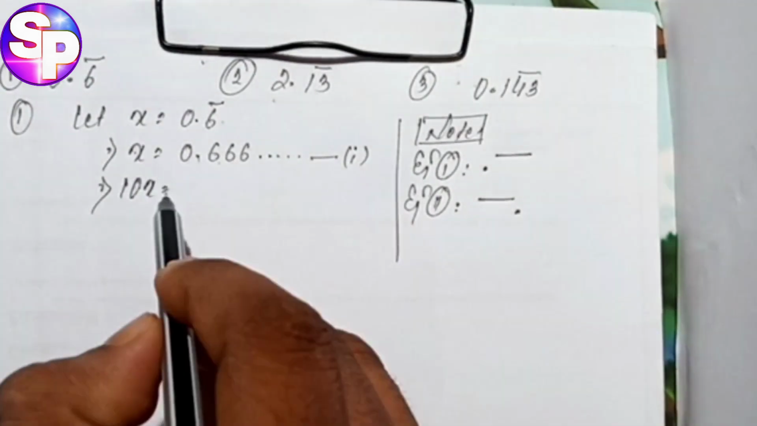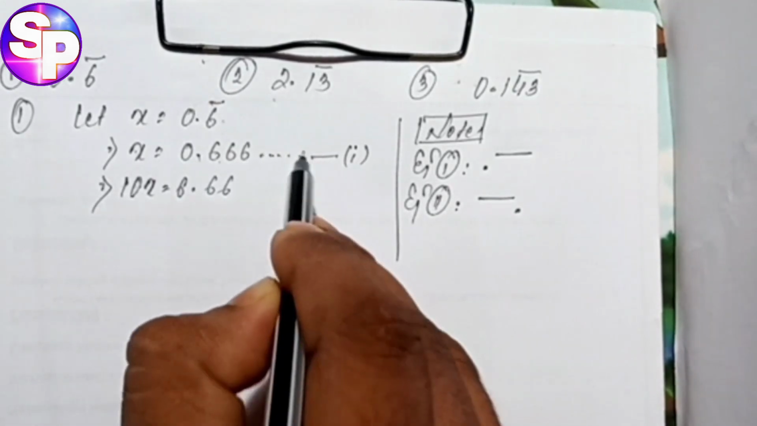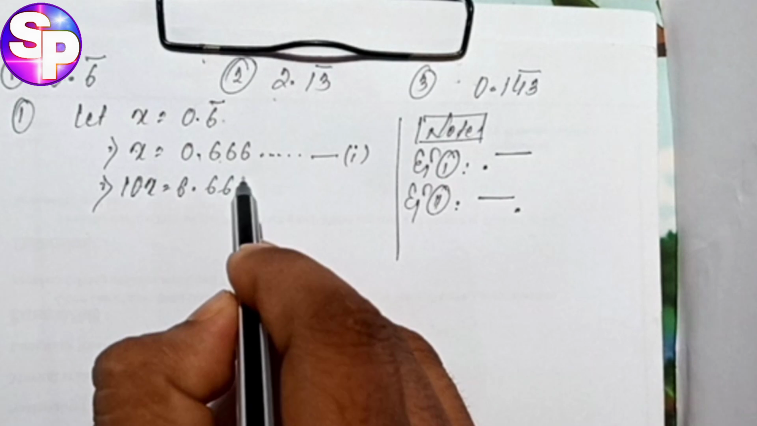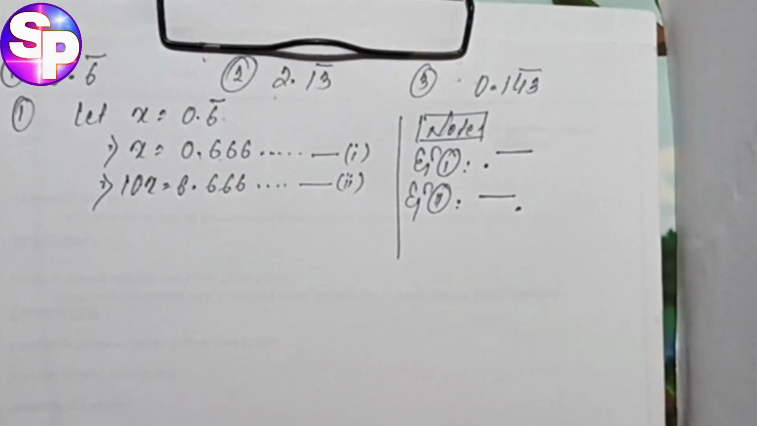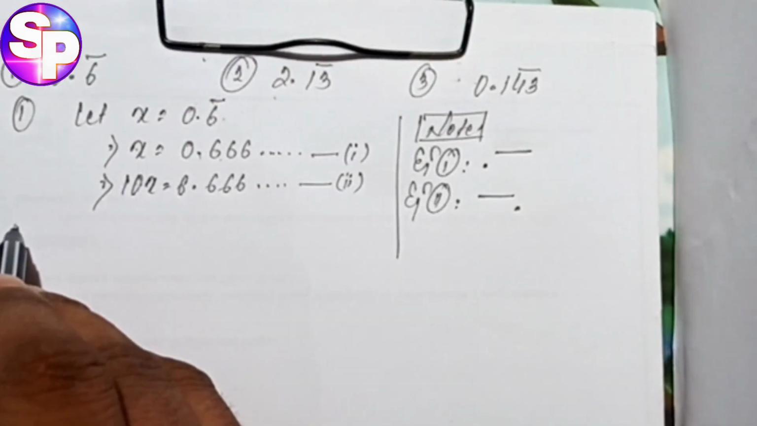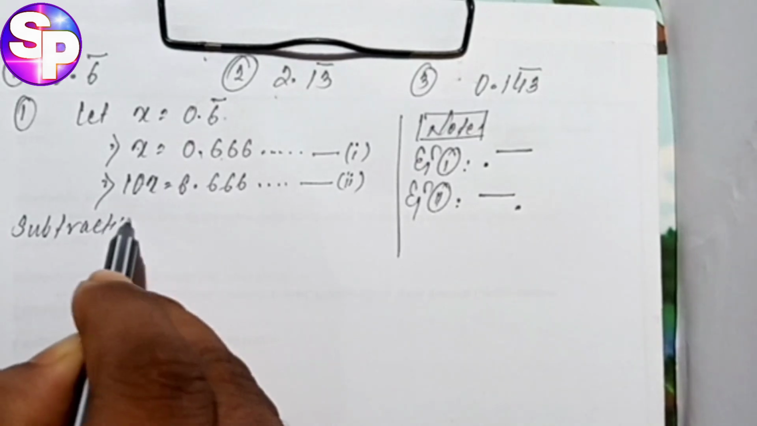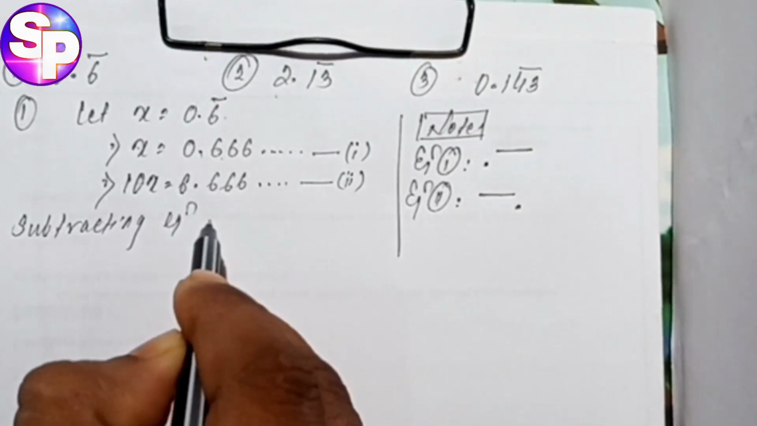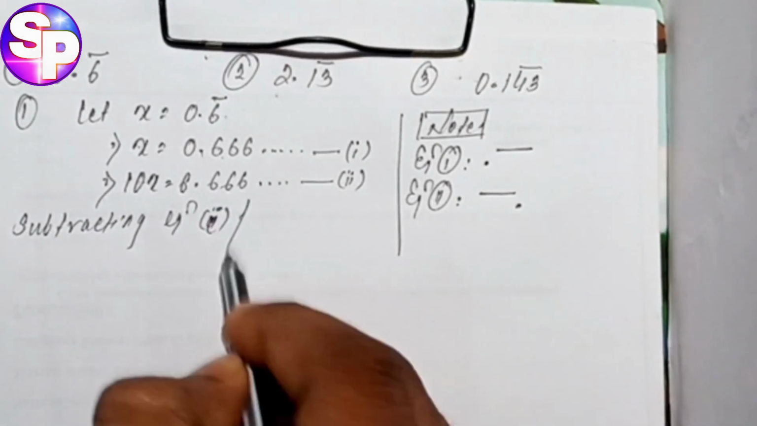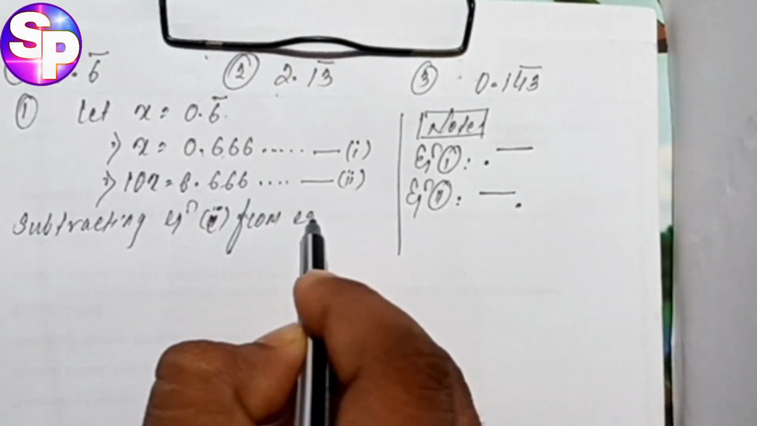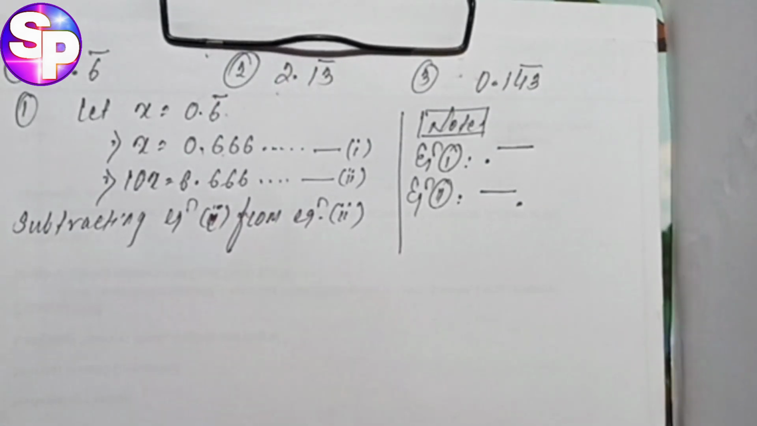So it is coming how much? 6.66. Since infinite number of 6s are over here, I can write another 6 also, right? So next we need to do what? Subtracting equation 1 from equation 2. Subtracting equation 1 from equation 2, we got what?